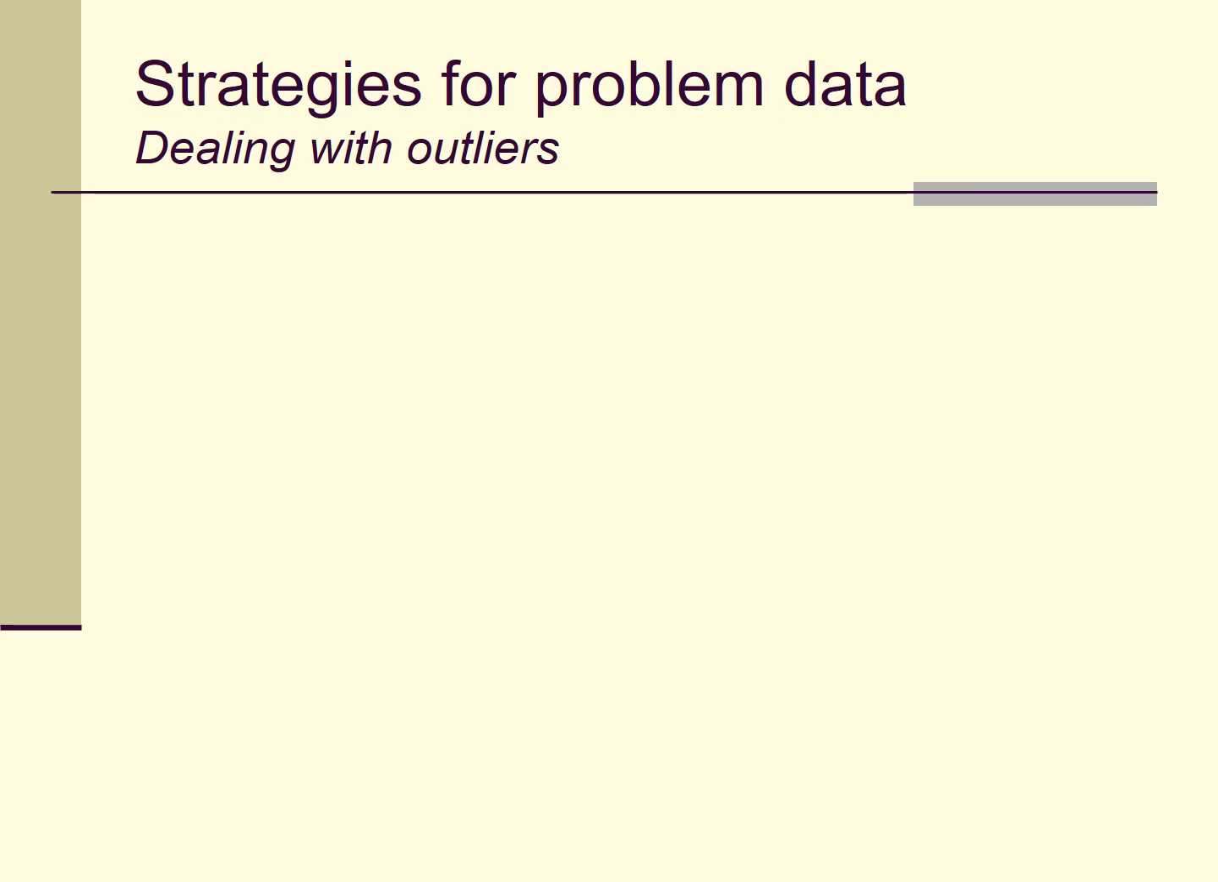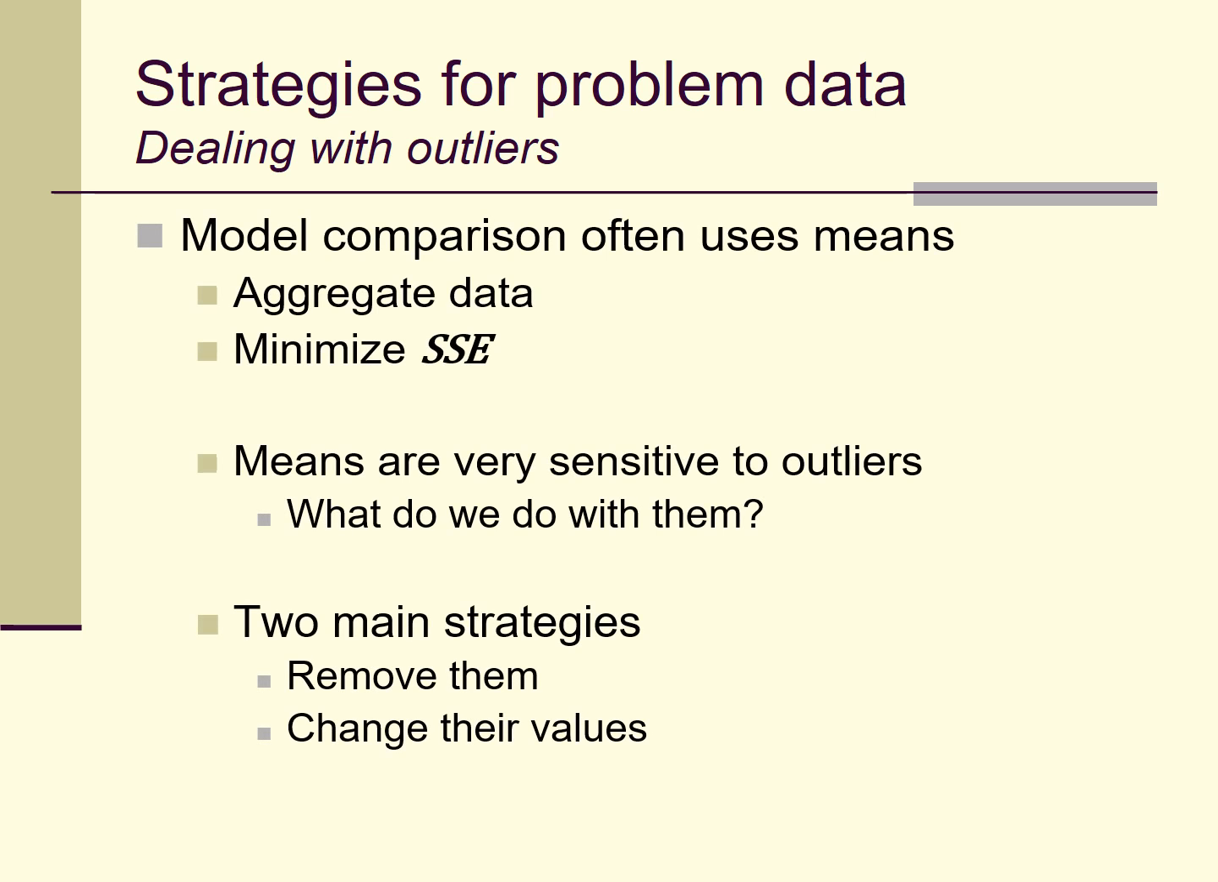Let's focus on outliers first. Recall that a lot of the time that we're making models of data or comparing models of data, we're using sample means to estimate population means. This is one way that we aggregate data. We make models often by trying to minimize the sums of squared errors around these means. And as I've discussed in a previous supplemental lecture, means are very sensitive to outliers.